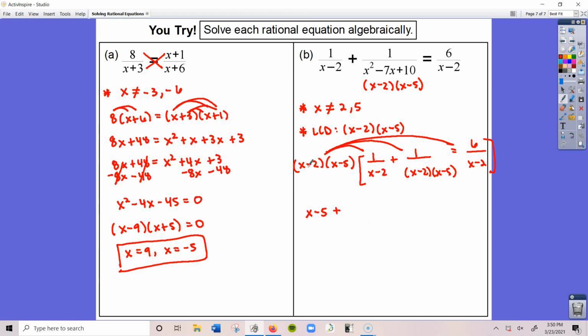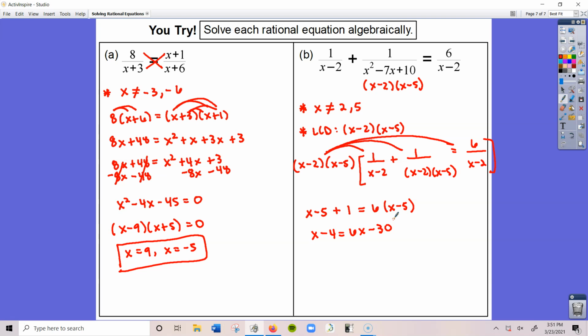Plus, now here when I multiply (x - 2)(x - 5) with this next fraction, both of these factors would end up canceling. So we're just going to multiply 1 with 1. And that's going to equal 6. And here these x - 2's would cancel. So the only thing I'm going to multiply 6 with is the x - 5. And now we solve. So this gives me x - 4 is equal to 6x - 30.